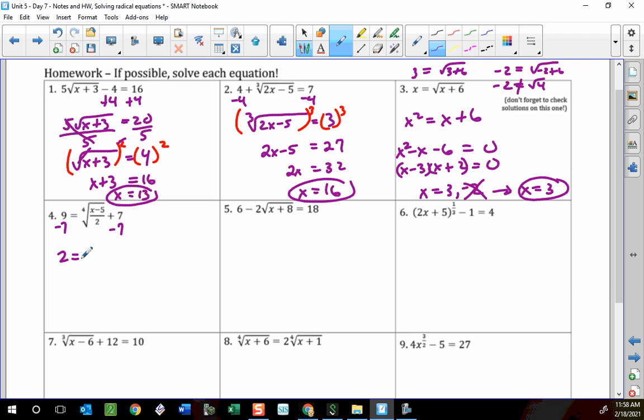All right, for number 4, I take away 7 to clean this up. So I got 2 equals a 4th root of this fraction, x minus 5 over 2. So at this point is where we're going to do the 4th power.